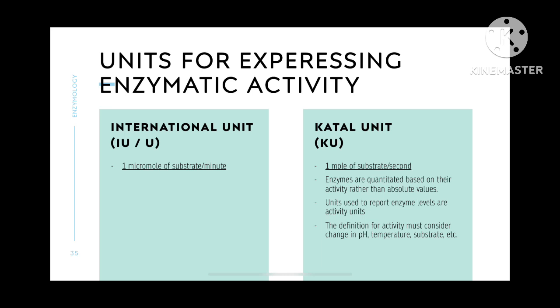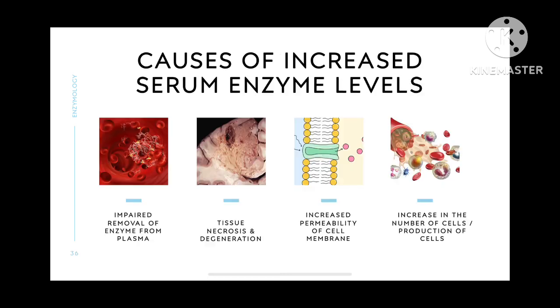Enzyme concentration is usually expressed in units per liter, that's IU per L, and the unit of enzyme activity recognized by the International System of Units is the katal, that's 1 mole of substrate per second, where the unit of time will be second.